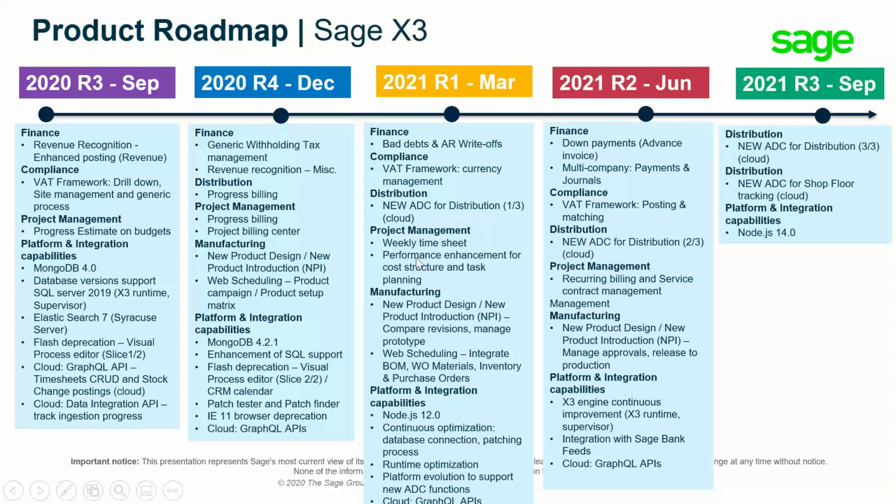Okay, and then for project management, we continue. We will deliver a weekly timesheet, which is new, and then some performance enhancement for cost structure and task planning. For manufacturing, we continue to deliver the next slice of the new product design and new product introduction.